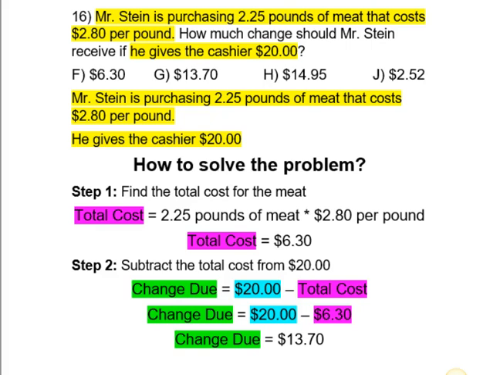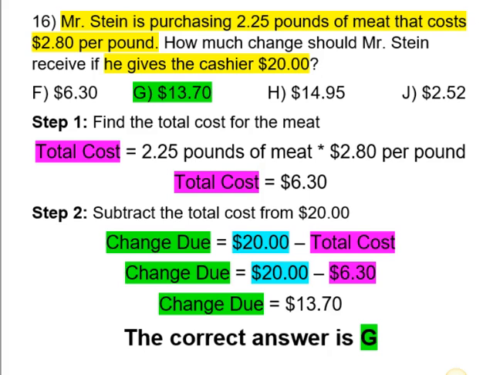So once we subtract that, we know that Mr. Stein should receive $13.70 from the cashier. Looking at our answer choices, which one reflects the change due that we calculated? If you said G, you are correct.